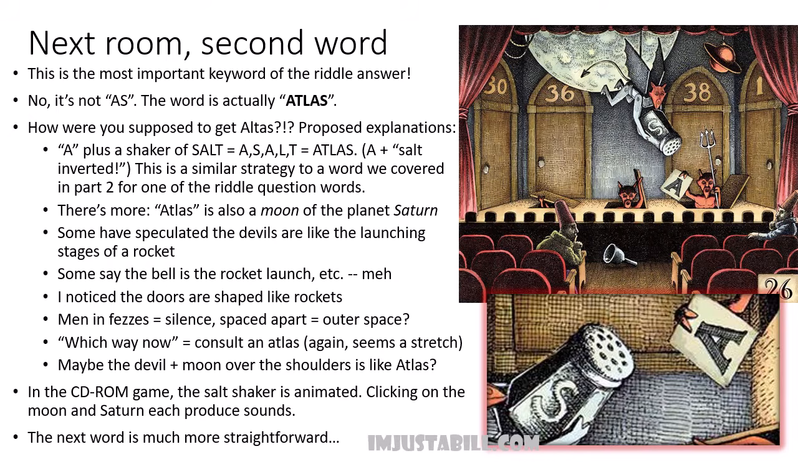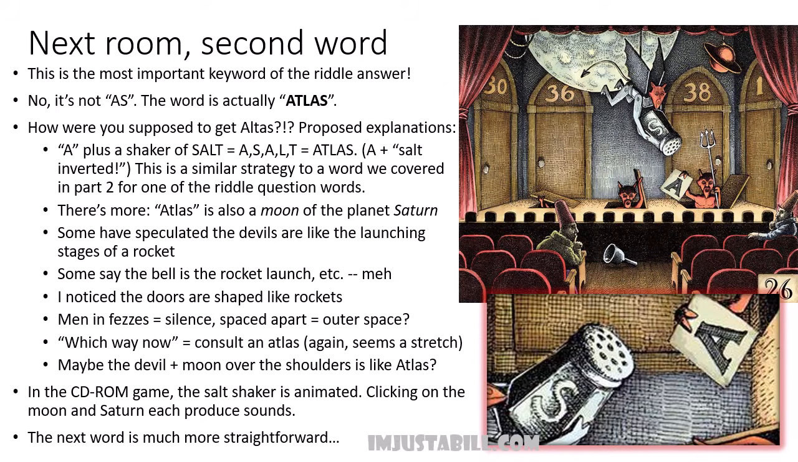So you might think, okay, we see the letters A and S. Maybe the second word is "as." Nope. The second word is actually "atlas." Now, how were you supposed to get "atlas"? Well, here are some proposed explanations.